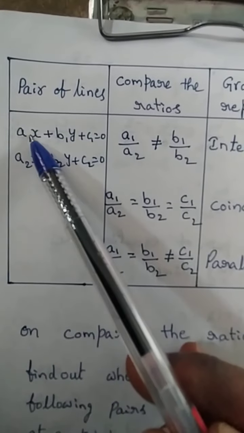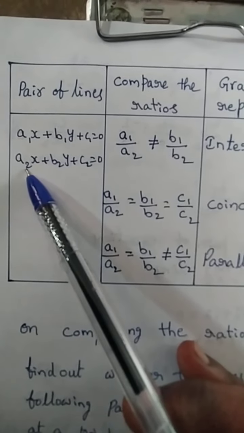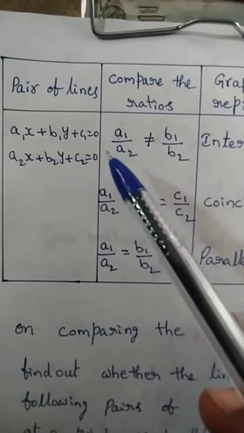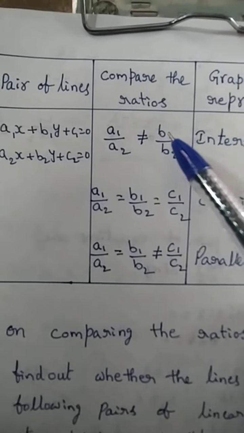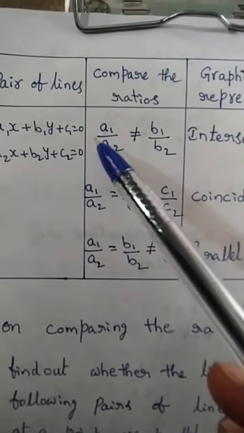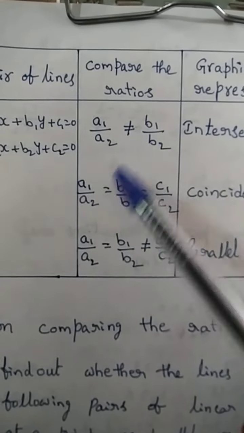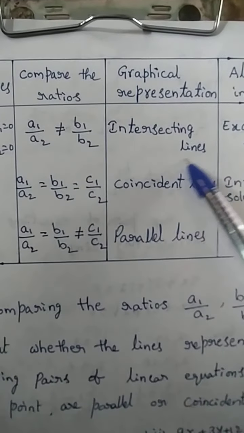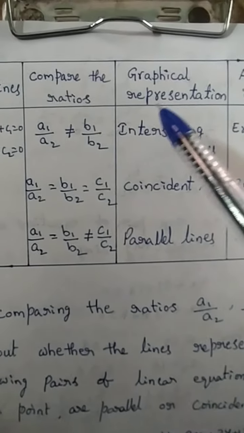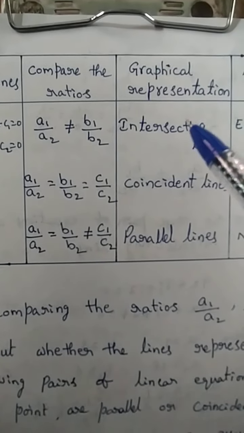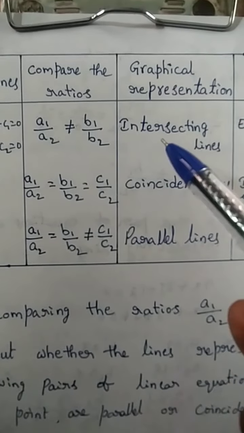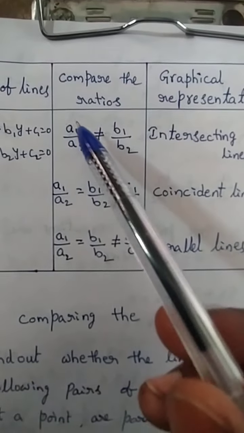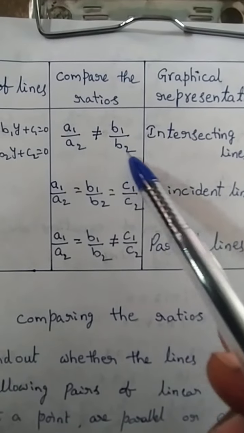We can compare the ratio of the x coefficients with the ratio of the y coefficients. The x coefficient ratio is a1 by a2, and the y coefficient ratio is b1 by b2. If the ratios are not equal, then automatically these two lines are intersecting lines. If we give the graphical representation, those will be intersecting lines. This is the situation where the ratio of x coefficients is not equal to the ratio of y coefficients.